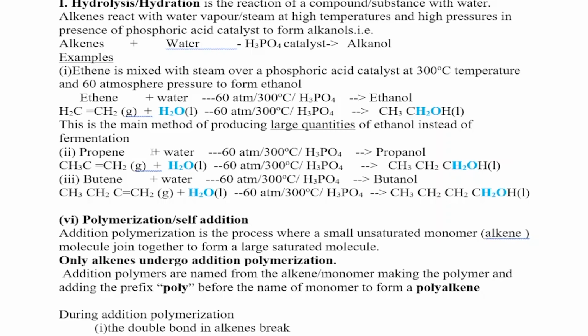That process can also be carried out using temperature, and you can also use steam. If I don't use sulfuric acid, I can also use steam and high pressure, so that the alkene quickly becomes converted to an alcohol. Although the main method of producing large quantities of ethanol is fermentation, this one can also be used as a large-scale source of alcohols.